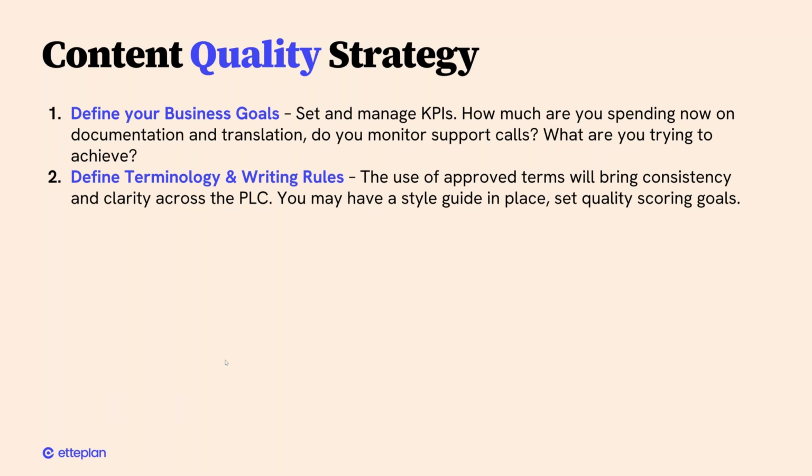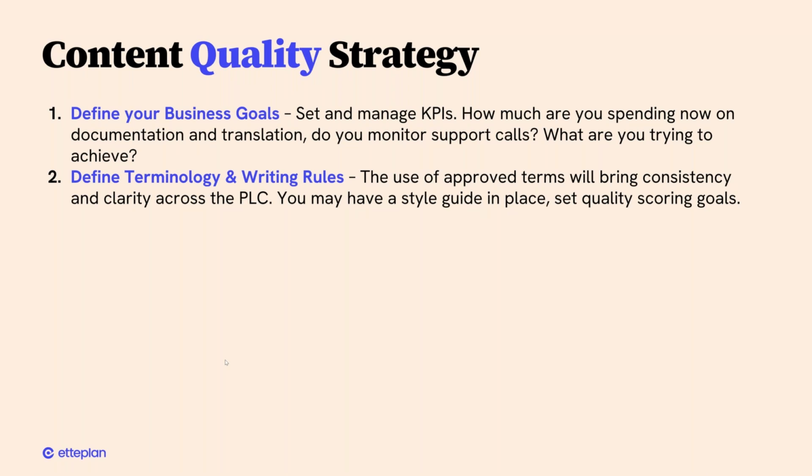So the second step is you need to define your terminology and writing rules. That means that you can only use approved terms, which will bring consistency and clarity across the entire product lifecycle, right? We're going to call it this, then we're going to call it this throughout the organization.